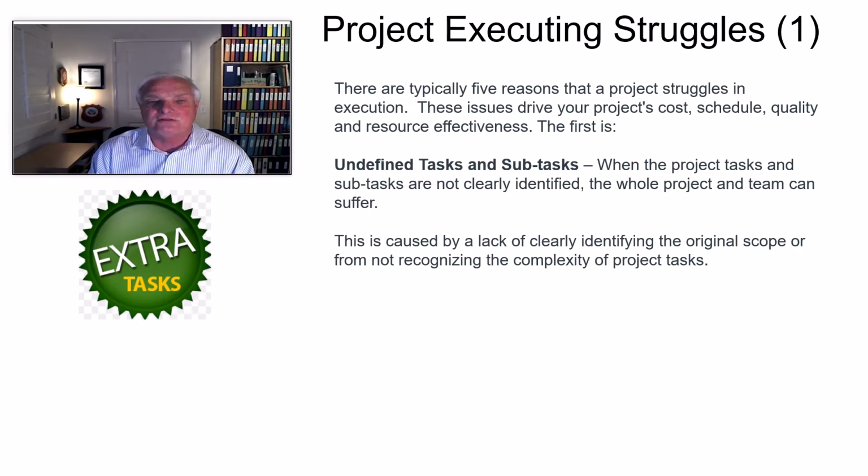The first one is undefined tasks and subtasks. Suddenly, we have to do something that we didn't know we had to do. That's out of scope. Not only is it out of scope, sometimes it means you have to go to a change board and get approval to do that. And if that stops the project dead until you can get that approval, that is a potential problem.